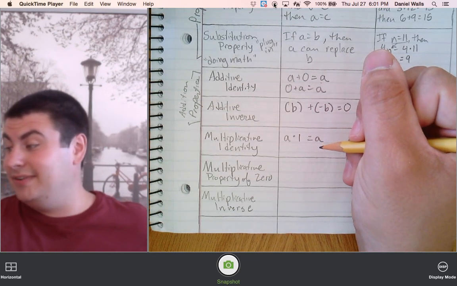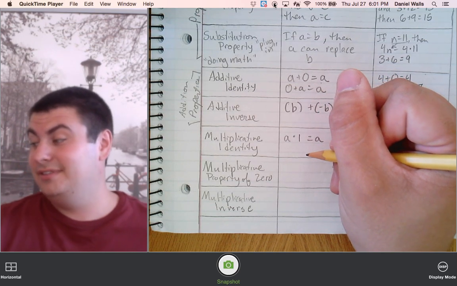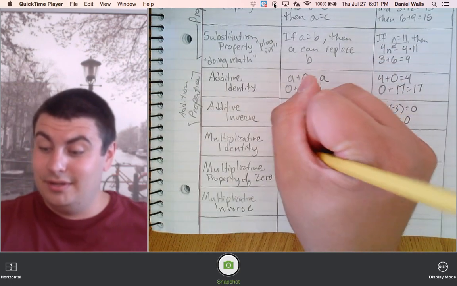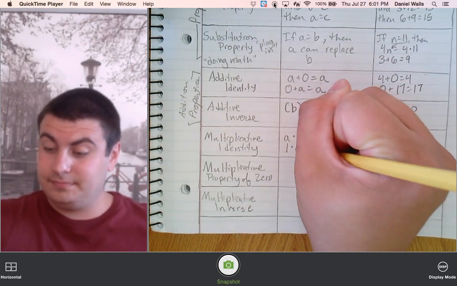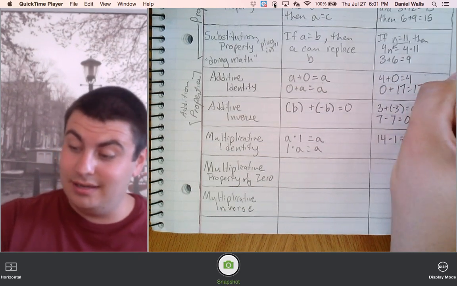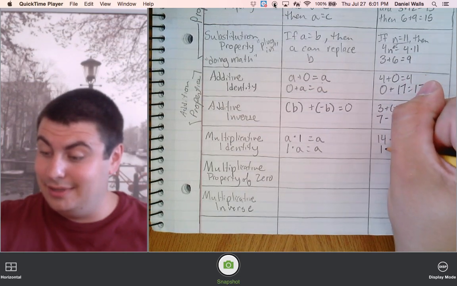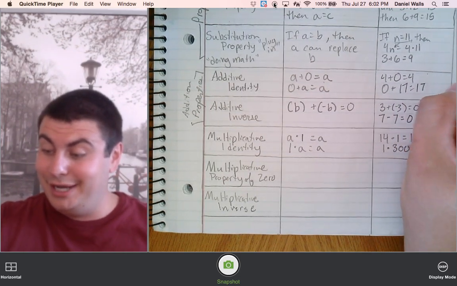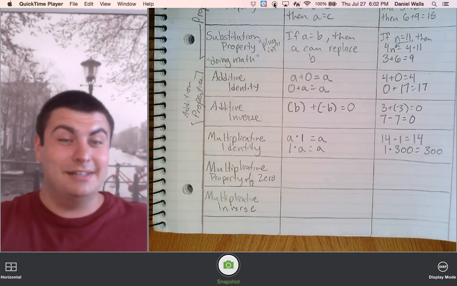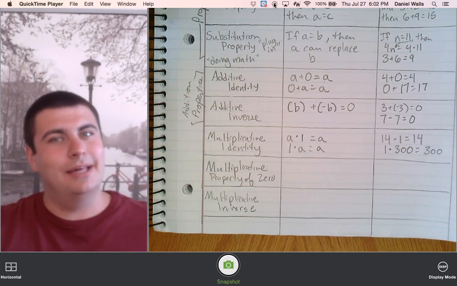So the multiplicative identity is saying for any number, the product of that number and 1 is that number. So we could say that 14 times 1 is equal to 14. Or we could say, 1 times 300 equals 300. That's our multiplicative identity. Anything times 1 is equal to that number that we put in.